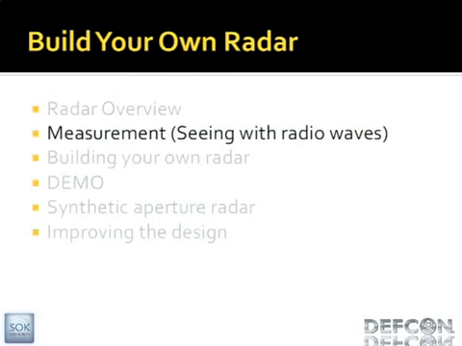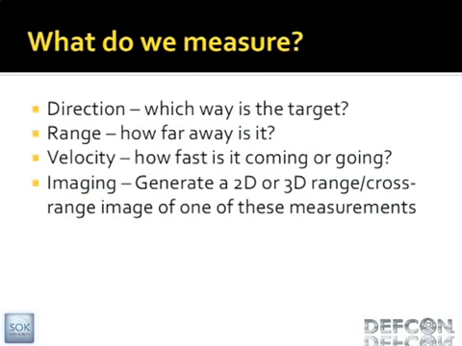So let's talk a little bit more about what we can measure here. Like I said before, there's a couple things that we're talking about. Direction is, if I have some target, where do I go to get to it? Range is the distance to the target, and velocity is how fast the target is moving. Then we can combine all these things into basically imaging. So we can use various techniques to generate a 2D or a 3D picture, which is in what I'm calling this range and cross-range domain of one of these measurements.